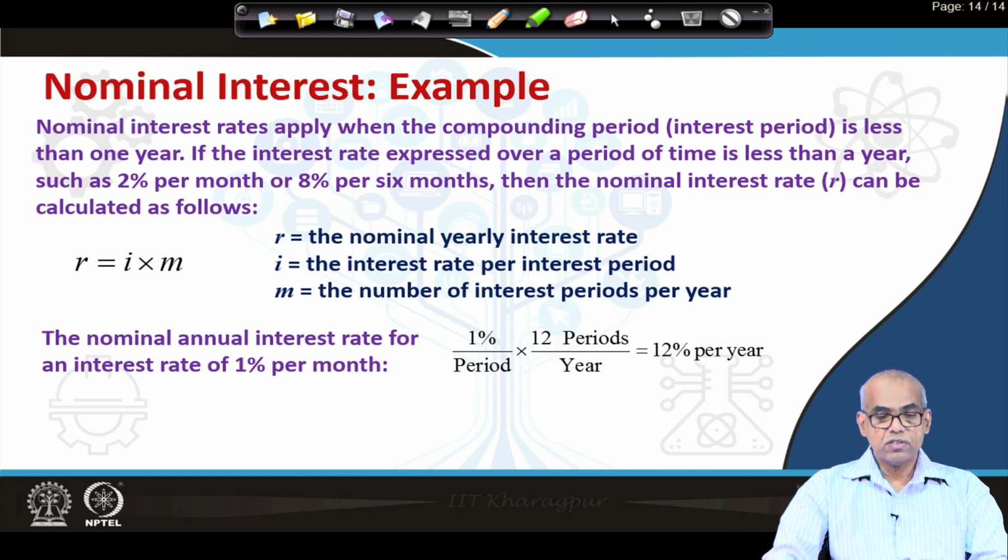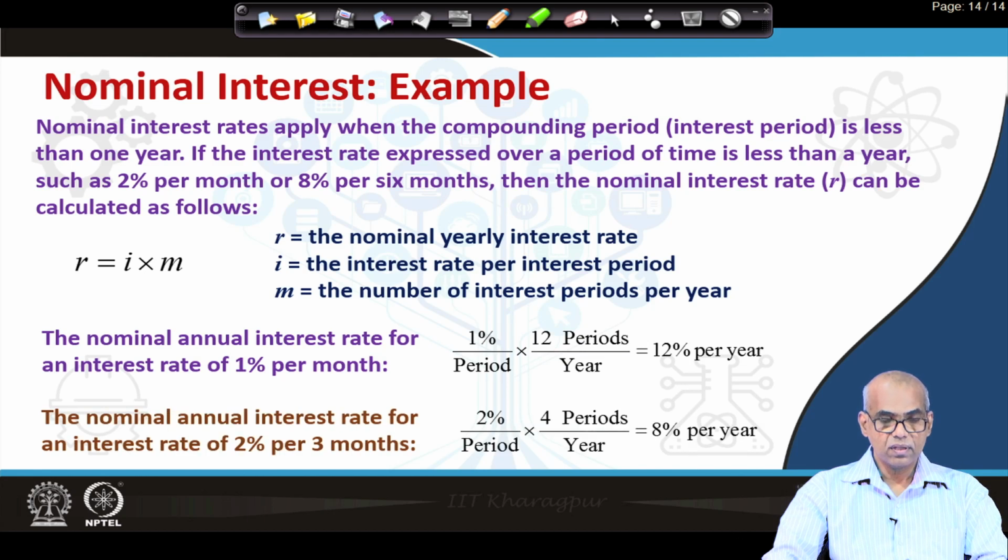The nominal annual interest rate for an interest rate of 1% per month will be 1% per period multiplied by 12 periods per year, because there are 12 months in a year. So, it will be 12% per year. That means you are basically doing the computation i into m. The nominal annual interest rate for an interest rate of 2% per 3 months: 3 months means a quarter, so there are 4 quarters in a year. So, 2% per period into 4 periods per year, you get 8% per year.